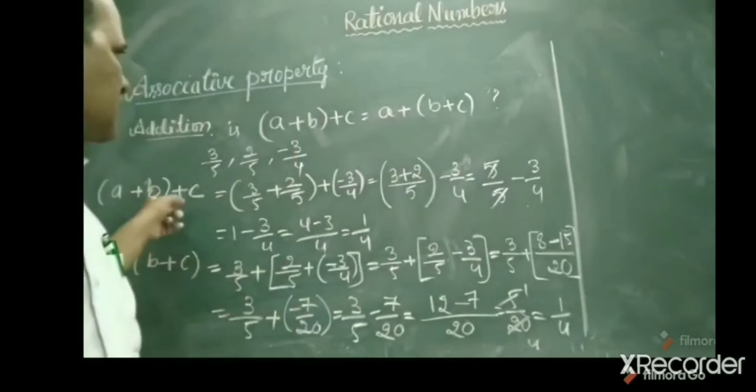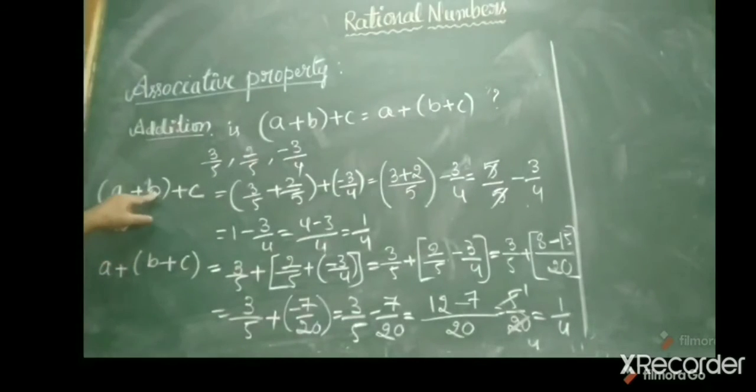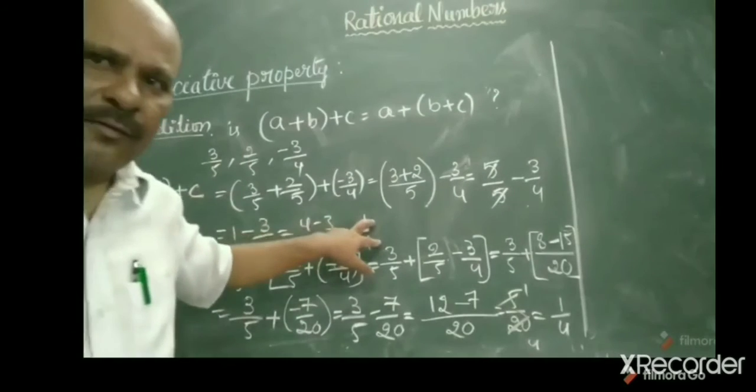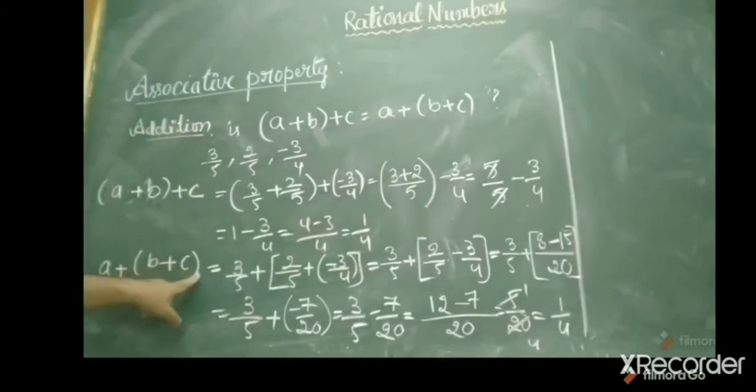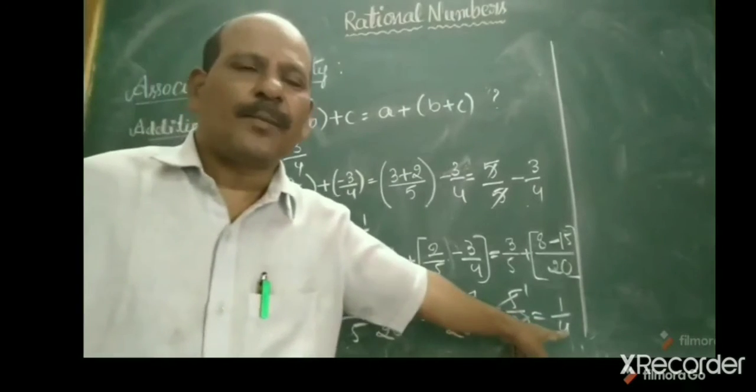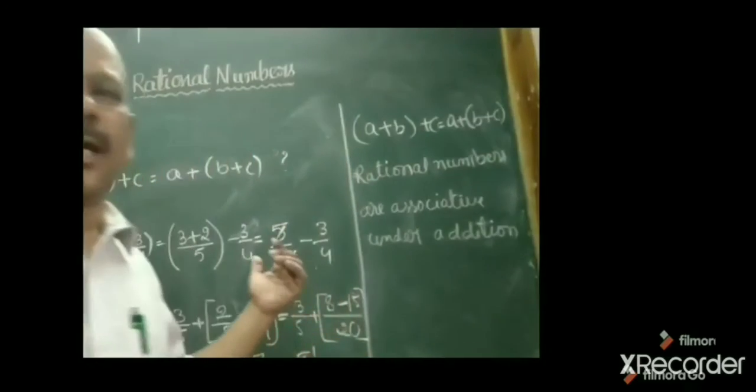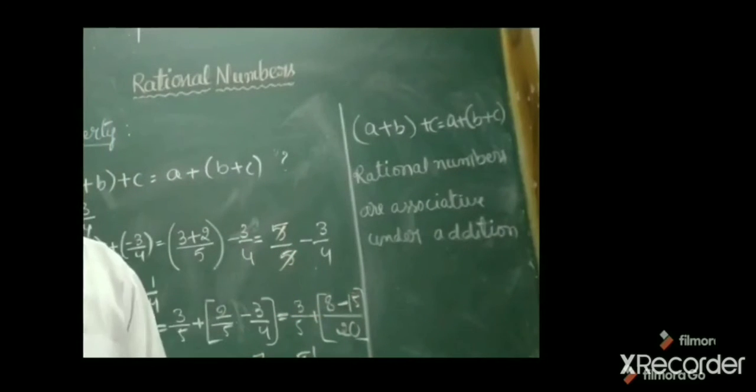Here, LHS, bracket of A plus B plus C, I am getting the answer 1 by 4. A plus bracket of B plus C also I am getting the same answer 1 by 4. So, rational numbers are associative under addition.